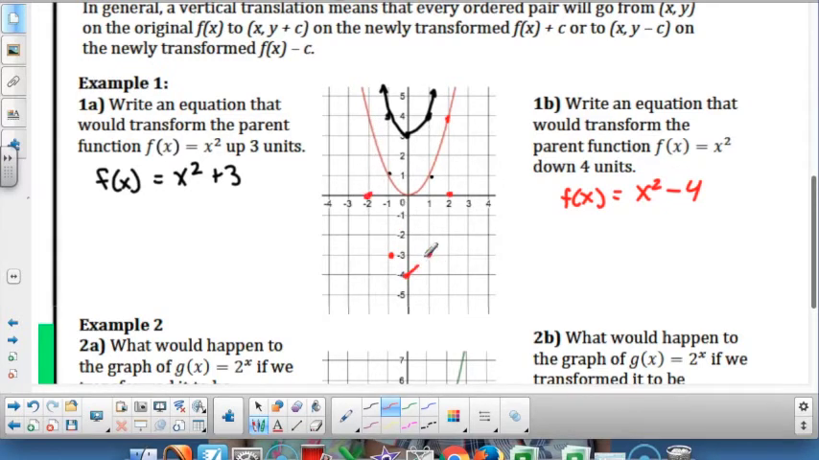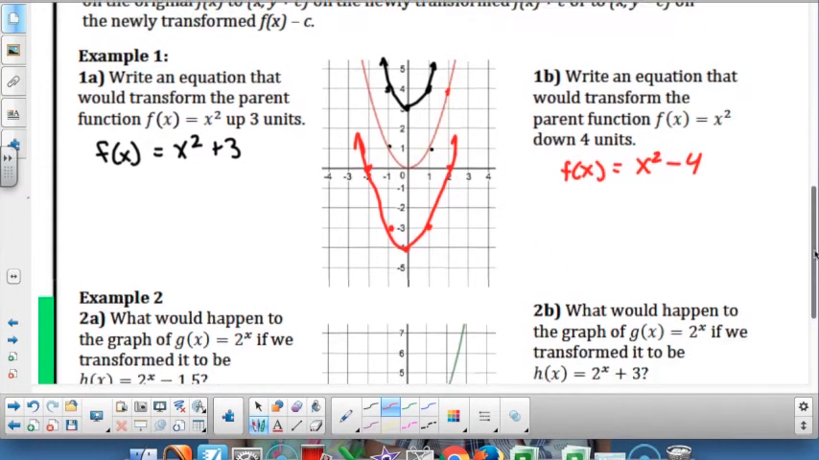And I get this parabola, which is, by the way, the name for this U shape, parabola. And that's what it would look like. So it's very, very straightforward.